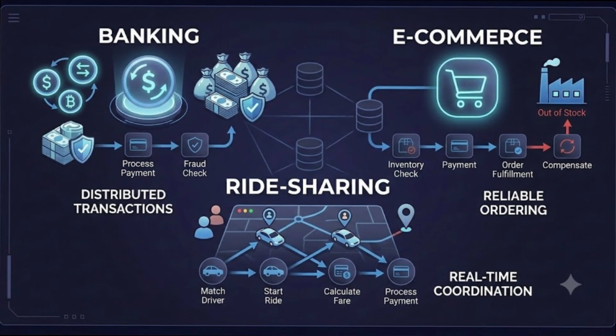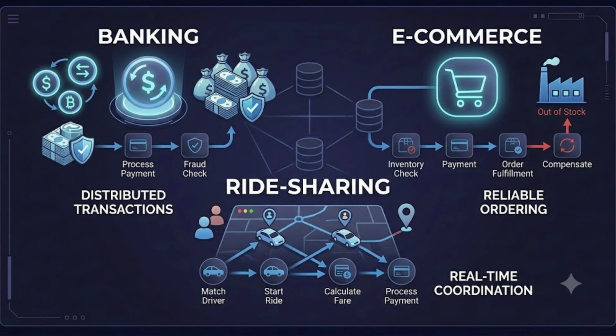Saga is widely used in banking, airline booking, hotel reservations, ride-sharing platforms like Uber, and e-commerce companies such as Amazon. Any system involving multiple independent services that must complete a business process consistently can benefit from the Saga Pattern.